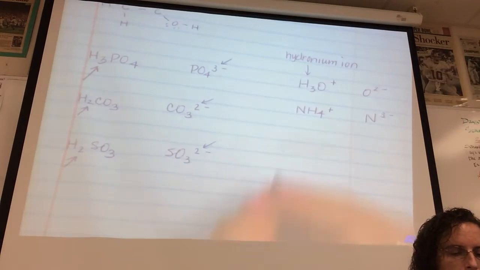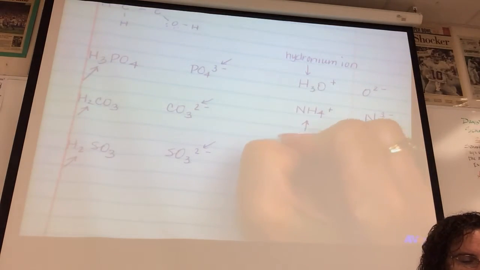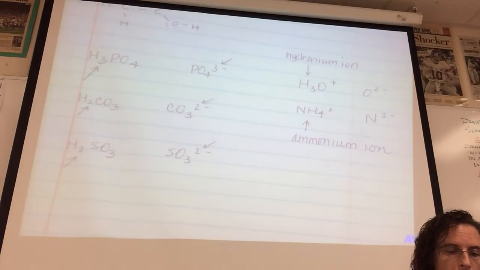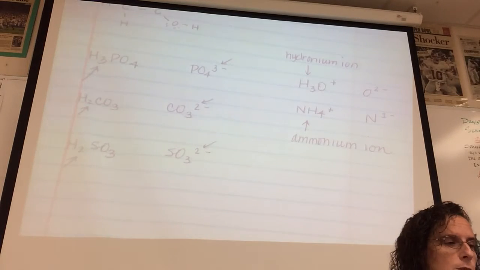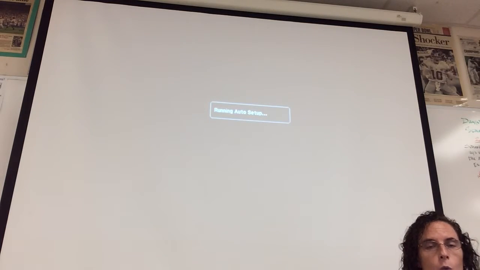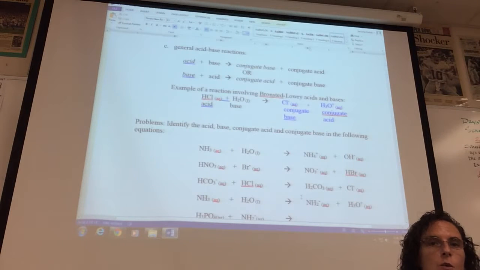Okay? This is the ammonium ion. That's on the back of your periodic table. All right, so that's a good point to make, and that'll help us with our prediction. What we want to do now is react acids with bases and see what they generate.